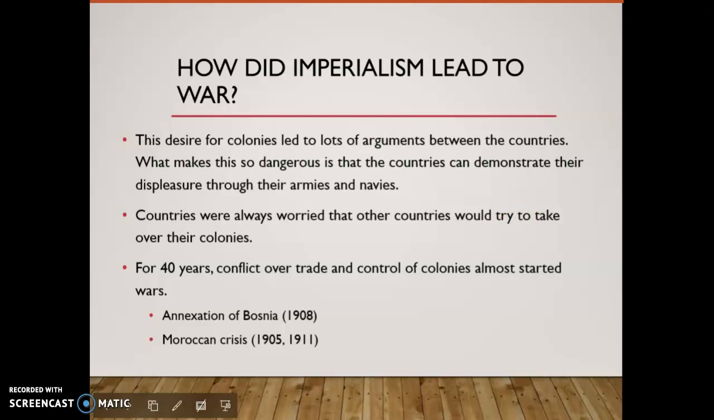And if you go back to the piece that we did on the events that lead up to the war, you've got the 1908 annexation of Bosnia, and then the two Moroccan crises, the one in 1905 and the one in 1911. This was about colonies, but as a result of arguments over colonies, Europe almost went to war 3 times between 1905 and 1911.